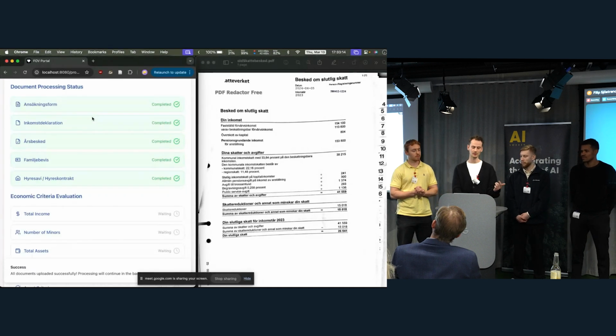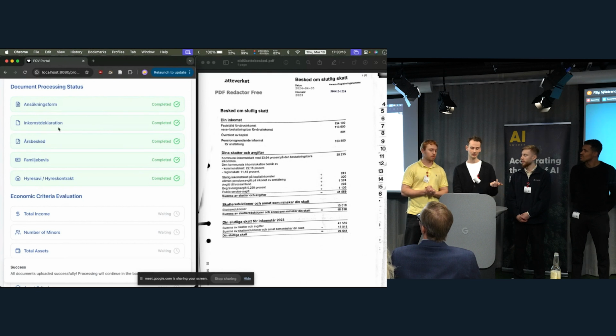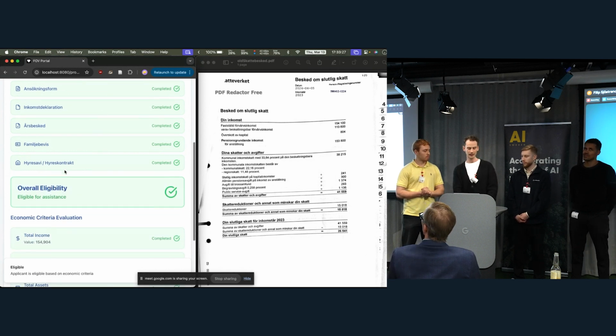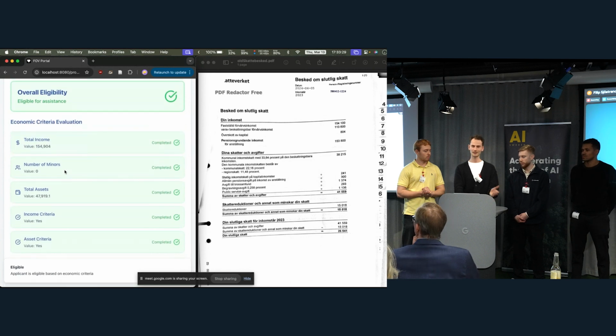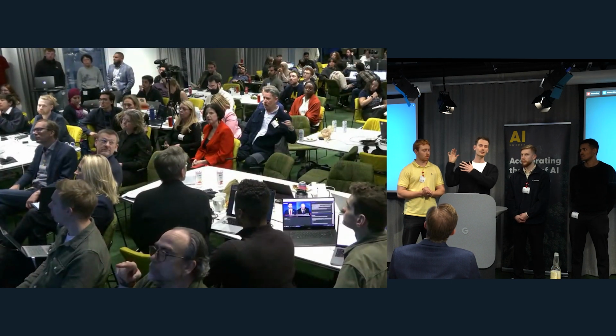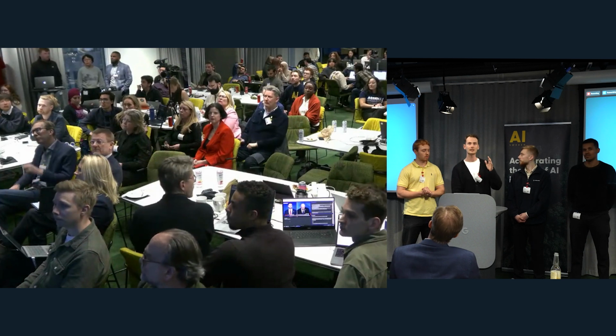It made sure it was one application form, it had the income declaration, etc. It also ran unit tests, so it checked whether the income declaration was for the right year, so it wasn't for 2022 or something else. And then it will extract certain key numbers, for instance, how many minors they live with, the total income. And then it will compare this with Skatteverket's definition of someone who is in economic need.